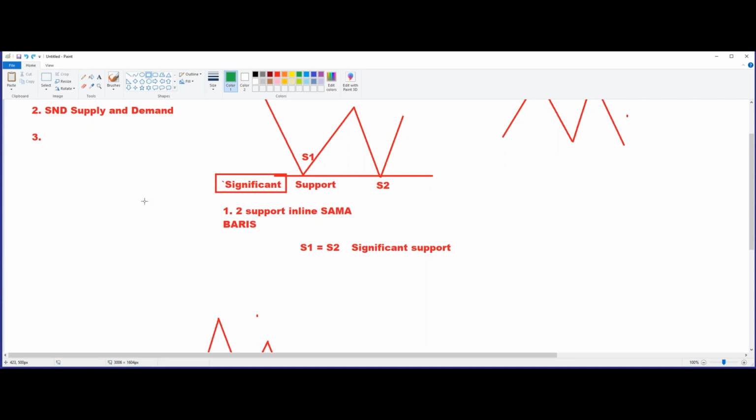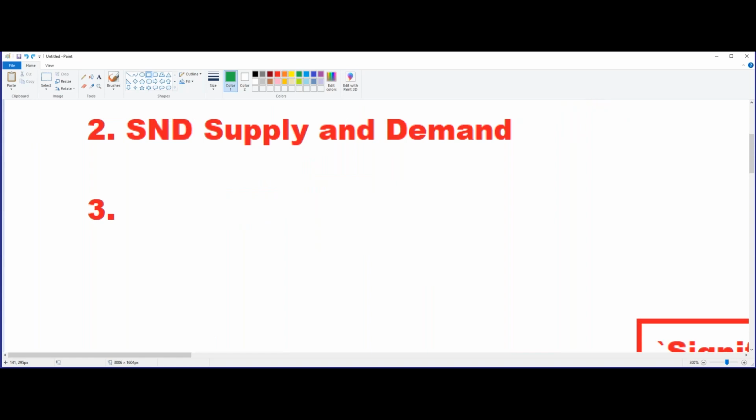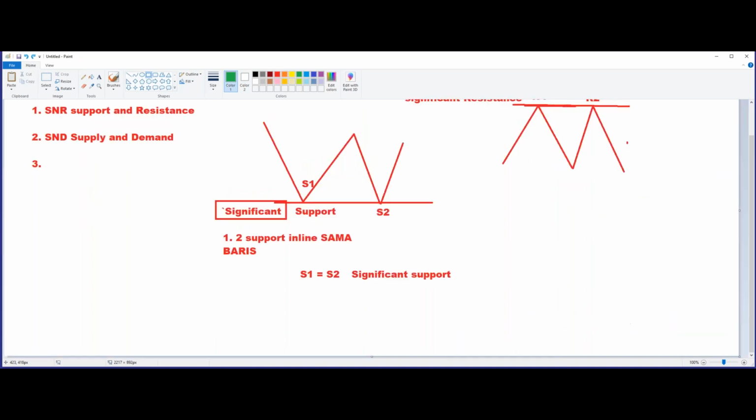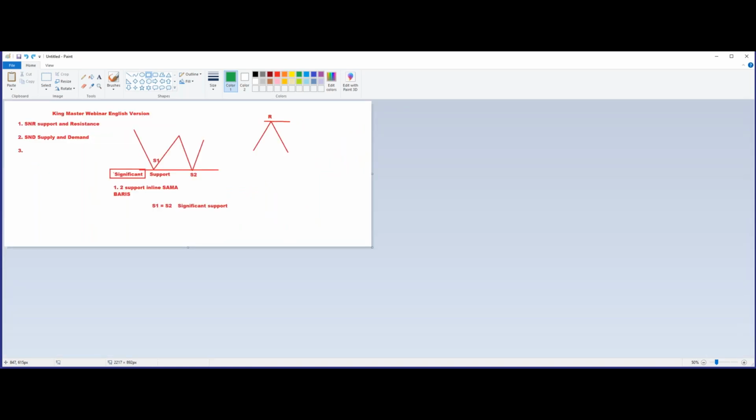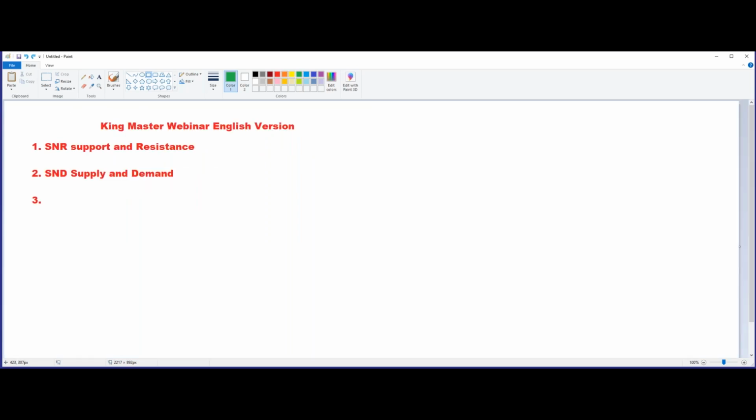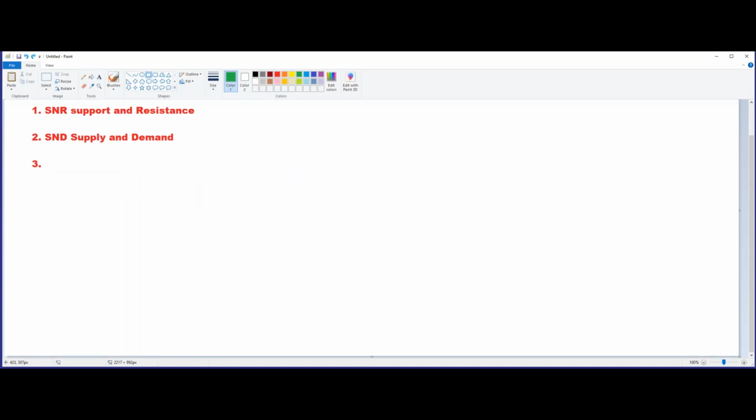This is good, very fast, because not many people are here. So if you have any question, just ask. Don't worry. This is quite basic. I think you don't have a big problem with support and resistance.